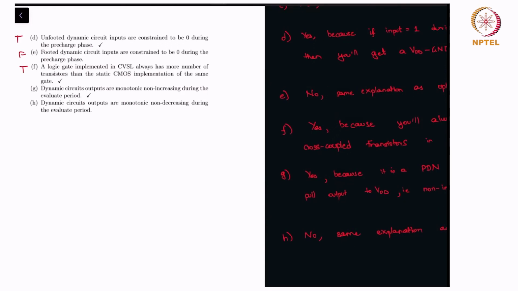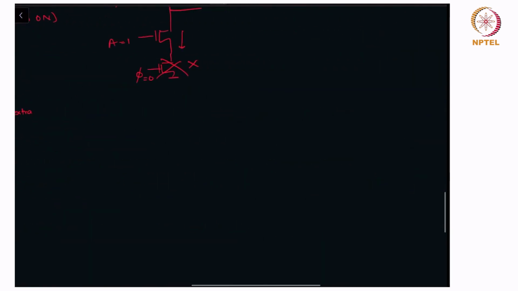Dynamic circuit outputs are monotonic, non-increasing during the evaluate period. So the idea is that, let's again take the unfooted inverter as the example. So phi is equal to 1 during the evaluate phase. Let's say A is equal to 0. That means the output stays high. If A were to suddenly become 1, the output becomes 0.